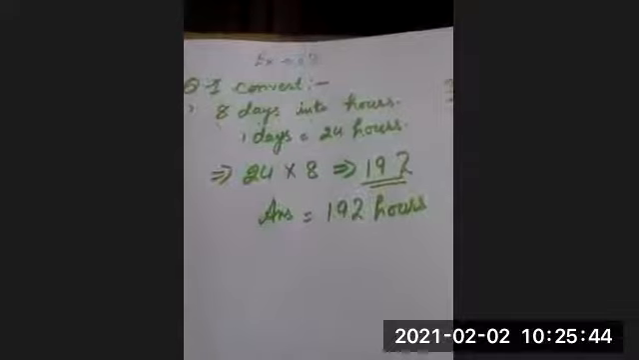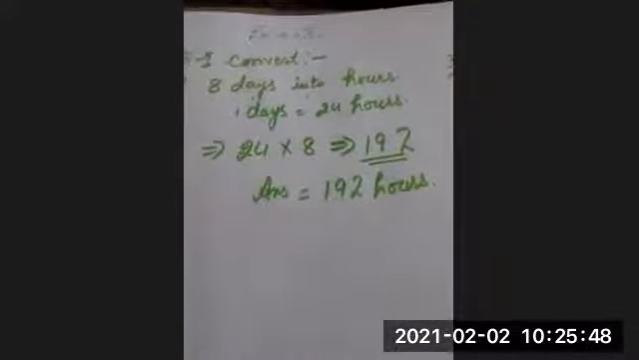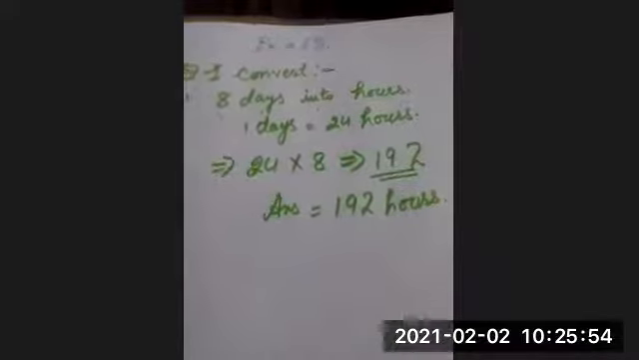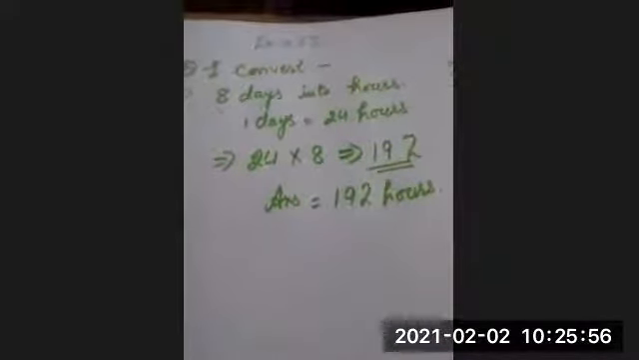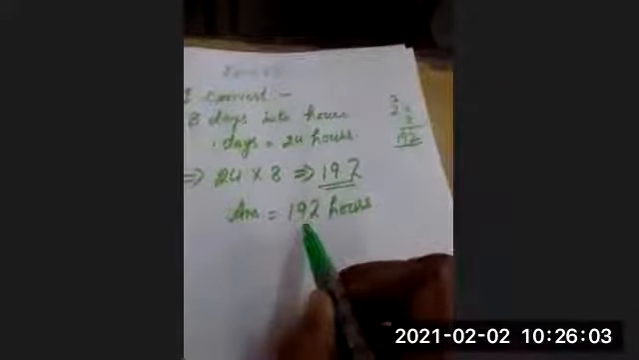Clear, students? The first question is convert 8 days into hours. In one day we have 24 hours. So when we convert 8 days into hours, we will multiply 8 by 24. Now 24 into 8 is 192. So in 8 days we have 192 hours.